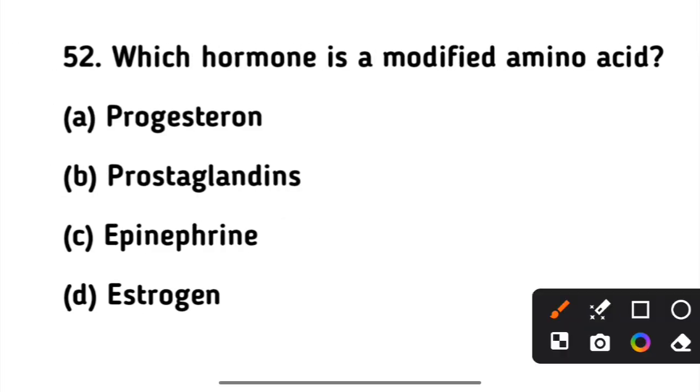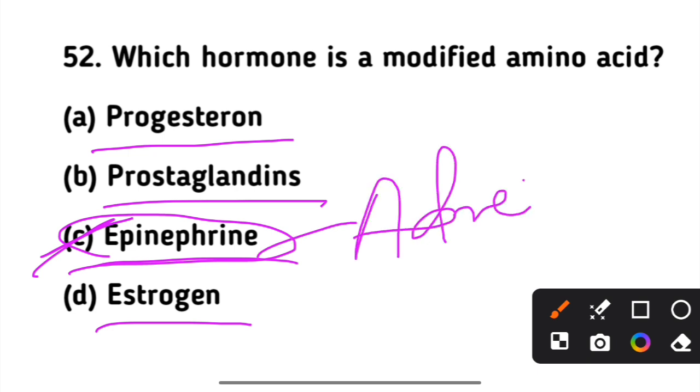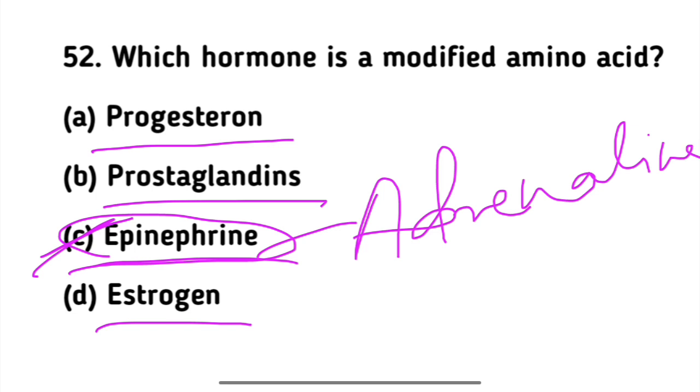Next, which hormone is a modified amino acid? Progesterone, prostaglandins, epinephrine, estrogen. Option C is correct. Epinephrine. Epinephrine is also known by another name, adrenaline.